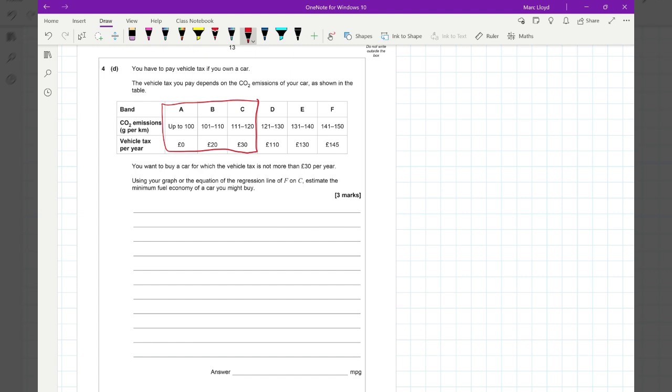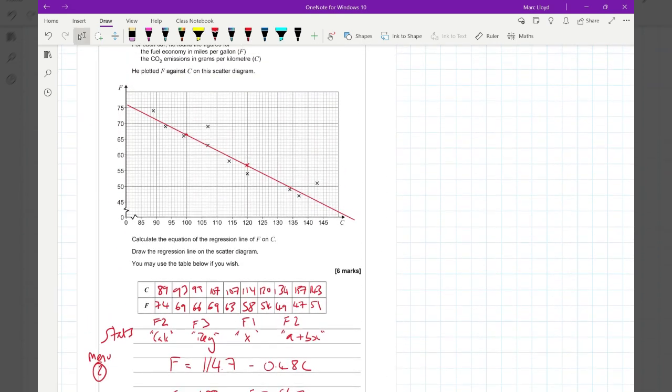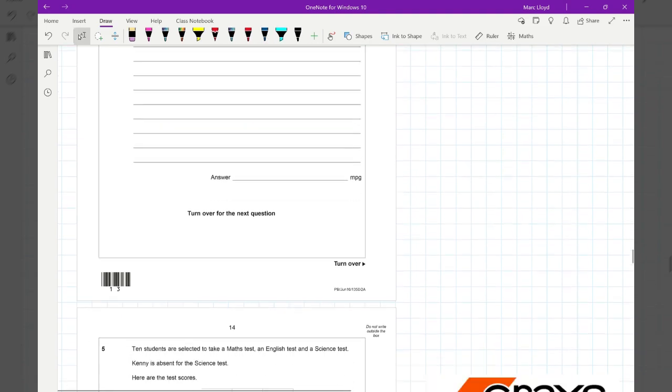Luckily earlier I used 120, and I didn't mean to, I just plucked it out of thin air. So at 120, F equals 57.1 as stated earlier. What you may want to do if you weren't as lucky as I was is find out where 120 is, draw the line, go across, and then read that value, and that will give you your fuel economy. Right, that is it.